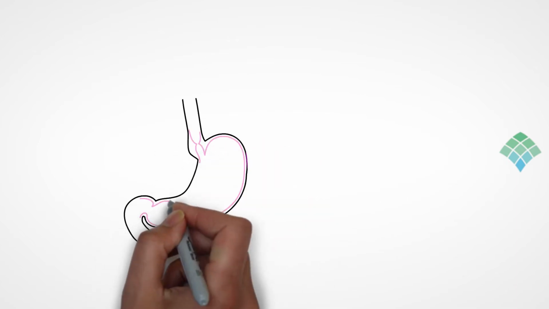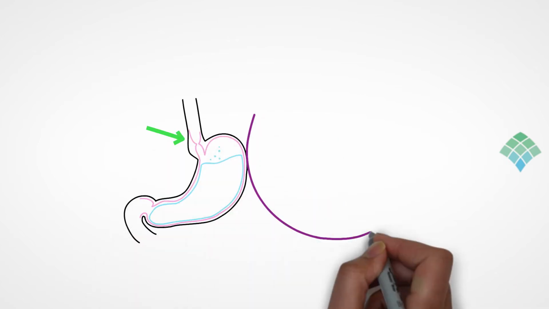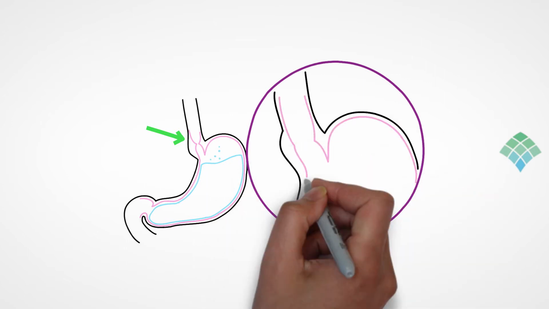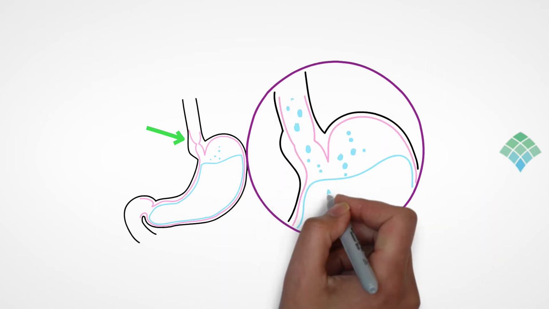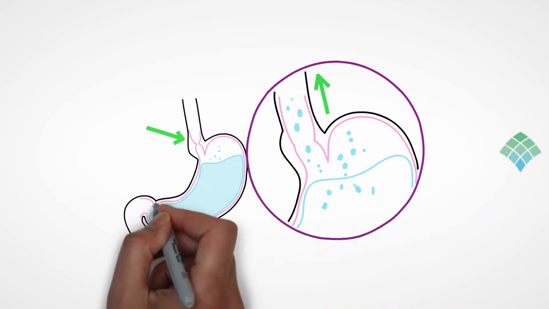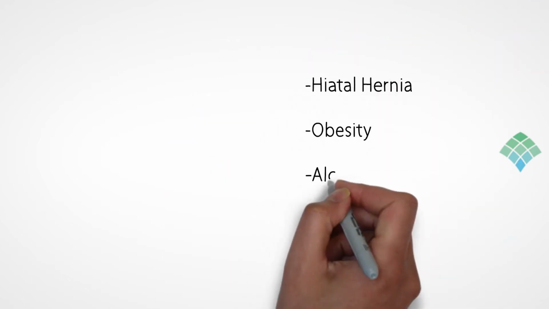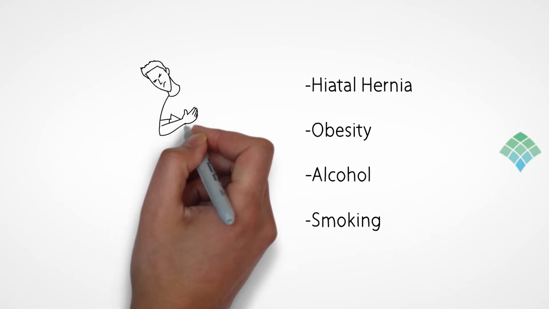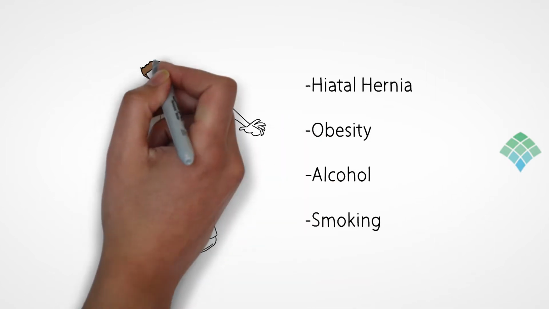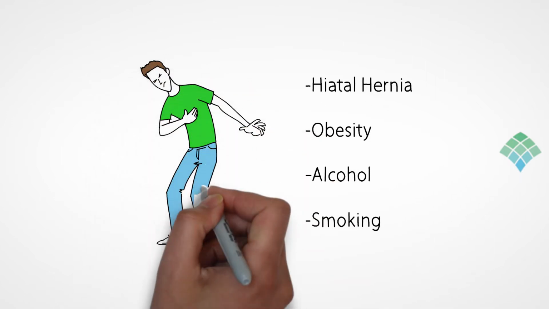Gastroesophageal reflux occurs when stomach contents return back to the esophagus. This happens when the valve between the stomach and the esophagus, called the lower esophageal sphincter, does not work properly. Reflux, commonly called heartburn, is often associated with a hiatal hernia. Other causes related to reflux are obesity, alcohol, and smoking.